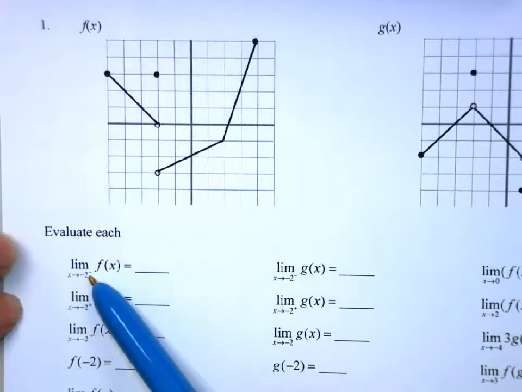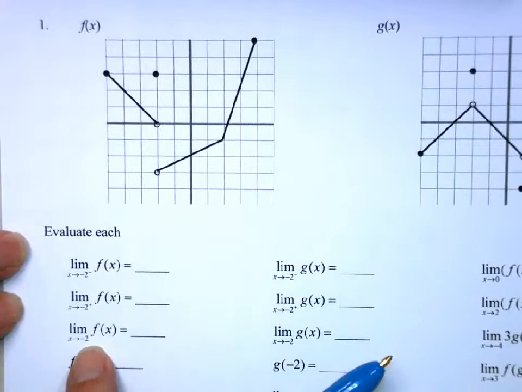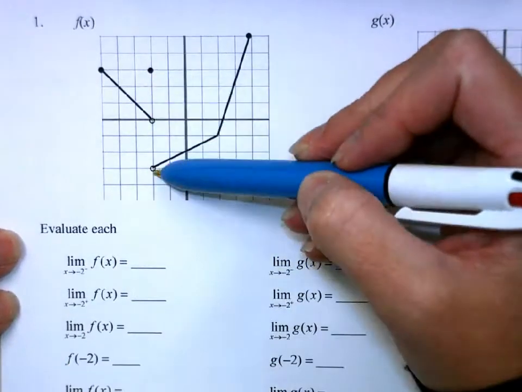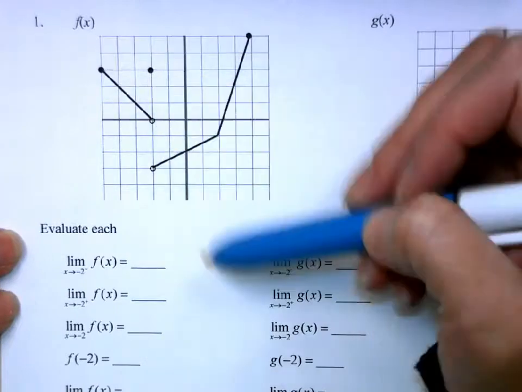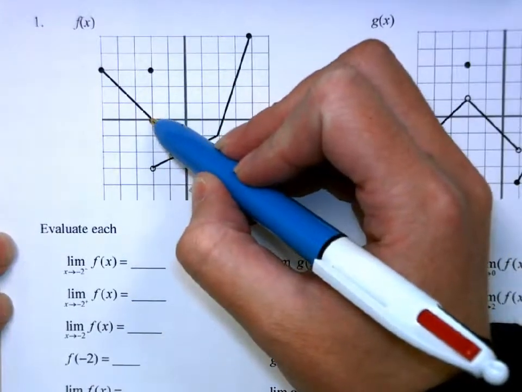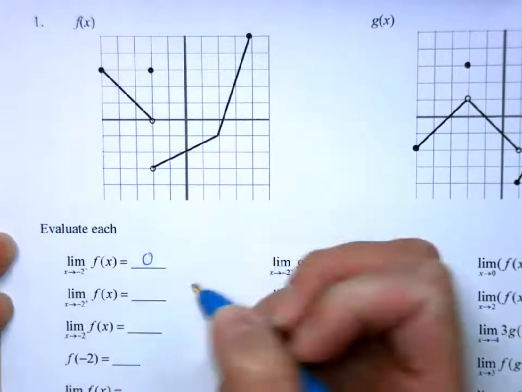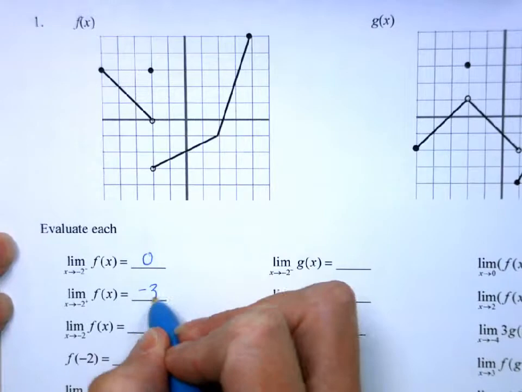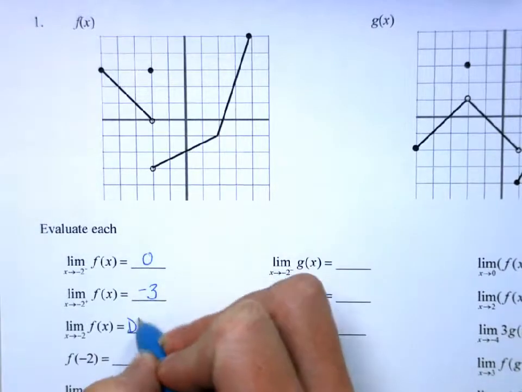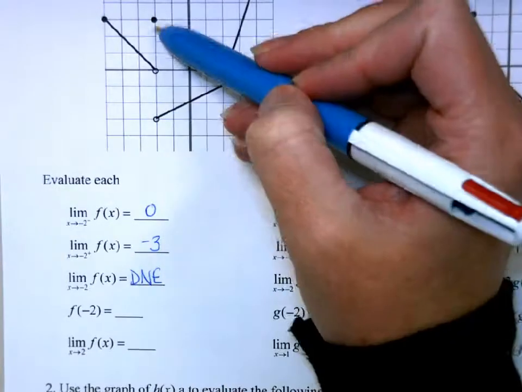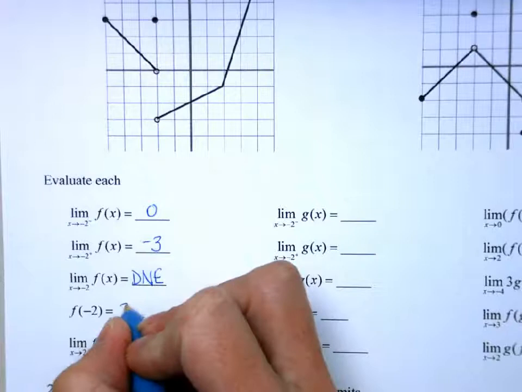So the limit as x goes to negative 2 minus, the limit as x goes to negative 2 plus, and then the limit as x goes to negative 2. We're looking at this location, and it should first strike you that we've got different things happening on opposite sides of the graph. When we come from the negative side, those values are going to 0. From the positive side, we're going to negative 3. Since those are not the same, the limit does not exist. The function value exists, however.